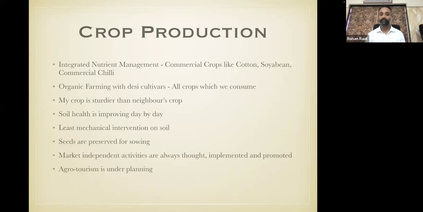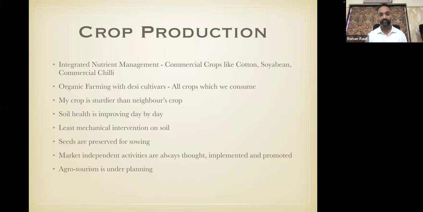Moving on to my crops, I have commercial crops like cotton, soybean, and chili, which I took in integrated nutrient management, meaning 50% organic and 50% chemical. All the rest, everything which we consume, is 100% organic. We don't compromise on that. So my crop is basically always sturdier than my neighbor's crop.